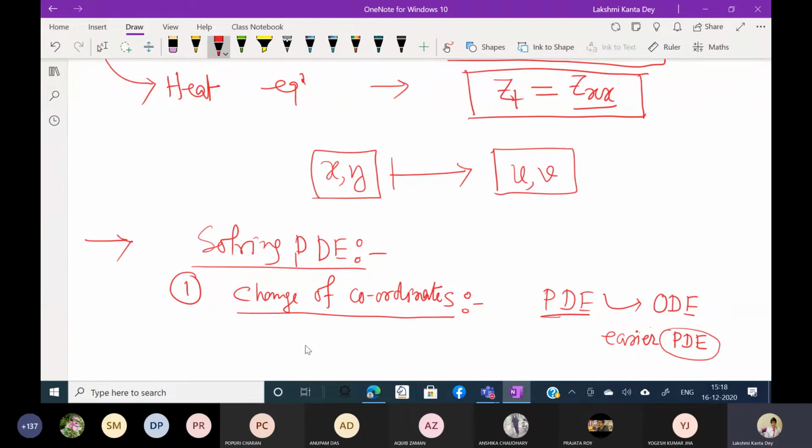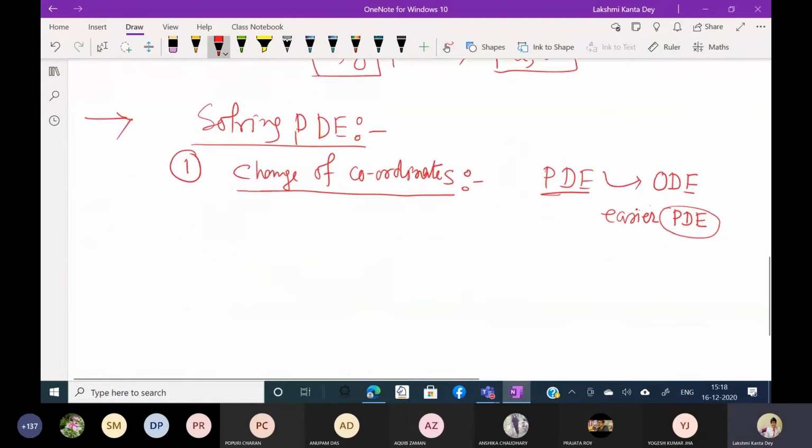Okay, by change of coordinates. Actually, this is what we are interested in. This is in our topic. Topic of interest.